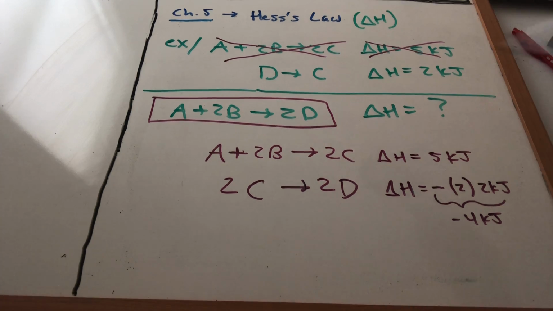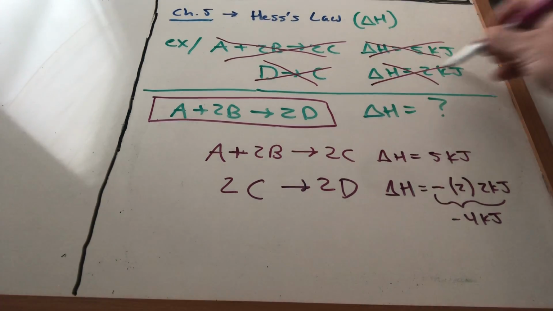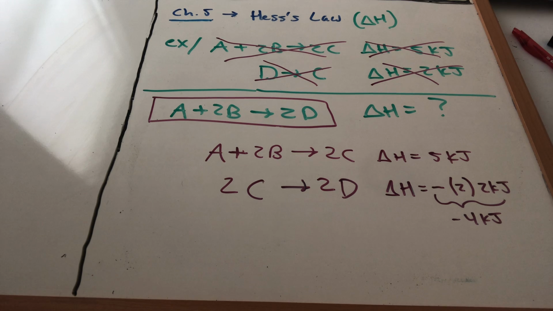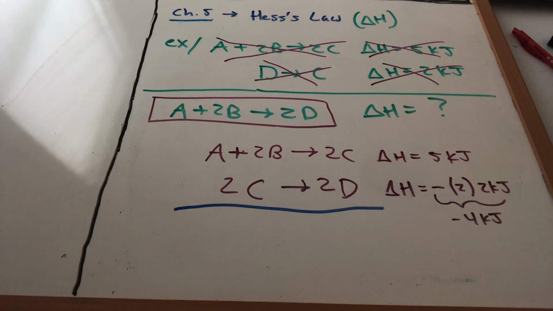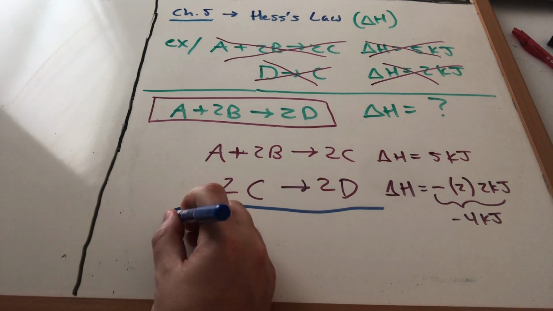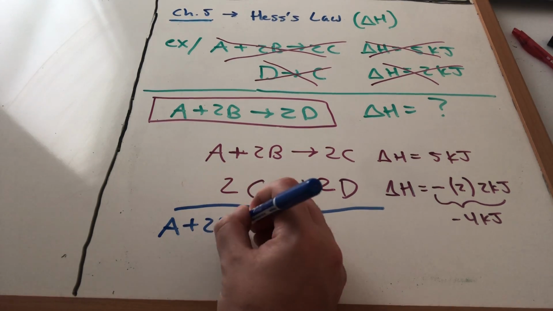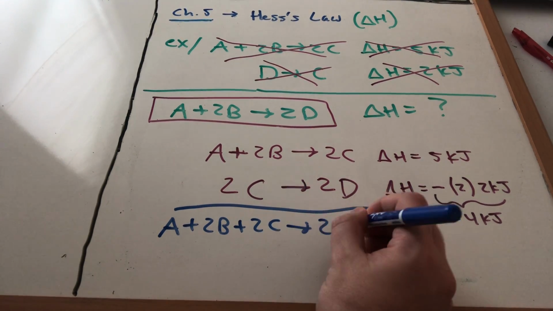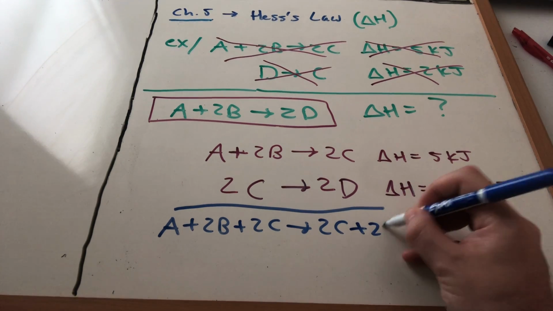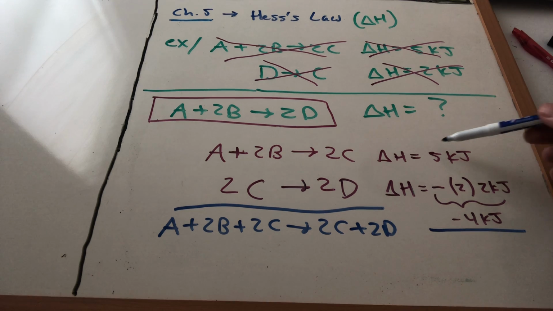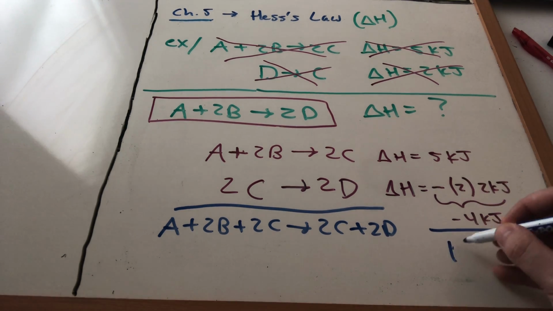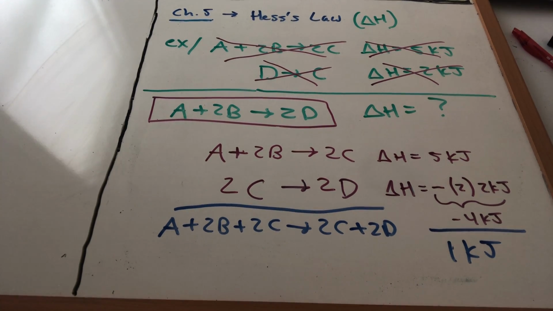So now we've used our individual reactions. And now we get this target by utilizing Hess's law, which says that if I add these reactions together to get an overall reaction, which looks like A plus 2B plus 2C yields 2C plus 2D, then I do the same thing with my delta H's, and 5 kilojoules minus 4 kilojoules gives me 1 kilojoule for my delta H.